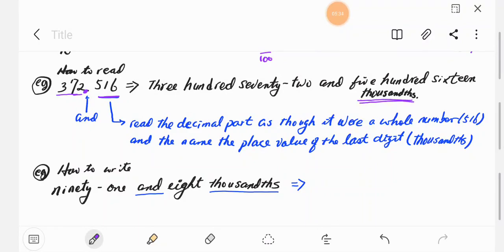So read the place value of the last digit. Read the decimal part first.